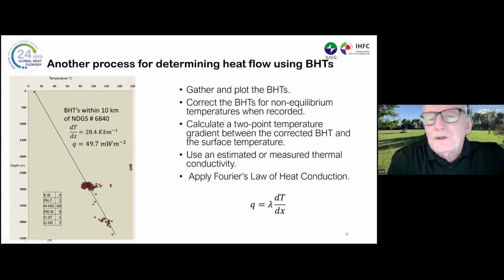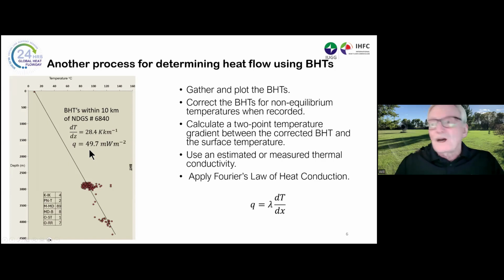We can do something else. What if we have a whole bunch of bottom hole temperatures close to that borehole? And what I'm showing here is all the bottom hole temperatures within 10 kilometers of this particular well. And the thing you'll notice, if I do a linear least squares fit of all that data at once, I get pretty much the same temperature gradient and very much the same heat flow value. Very interesting thing that occurred.